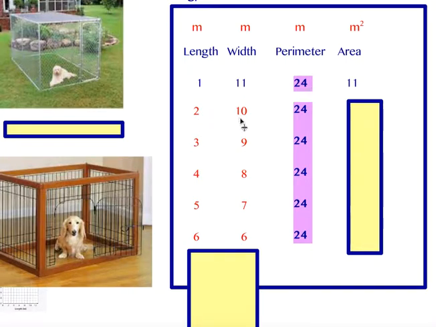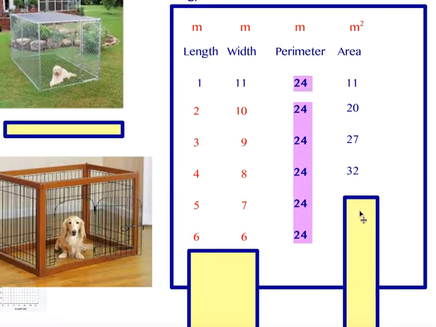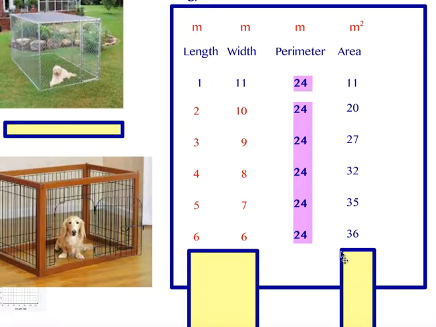The area is fairly easy to calculate here. Just multiply length times width. So we got 20, 27, 32, 35, and 36. We decided if we wanted to build a dog pen, we would probably choose this most square option because it has the largest area for our dog using the same amount of fencing or the same perimeter. That's all for now.